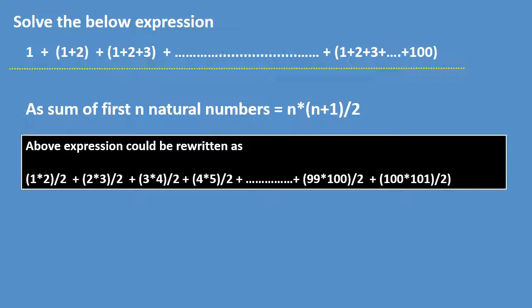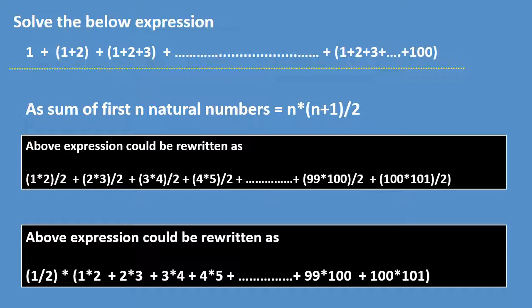The last term can be written as the sum of first 100 natural numbers, that is 100 into 101 divided by 2. So that is equivalent to half multiplied by 1 into 2 plus 2 into 3 plus 3 into 4 so on up to 100 into 101.